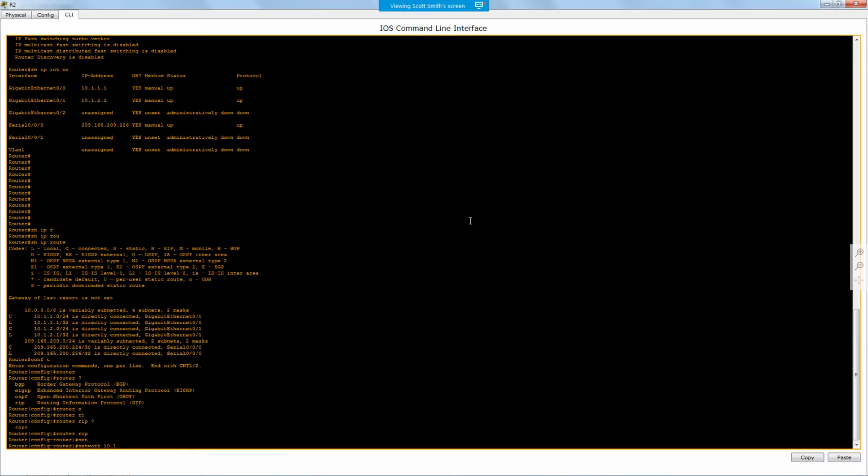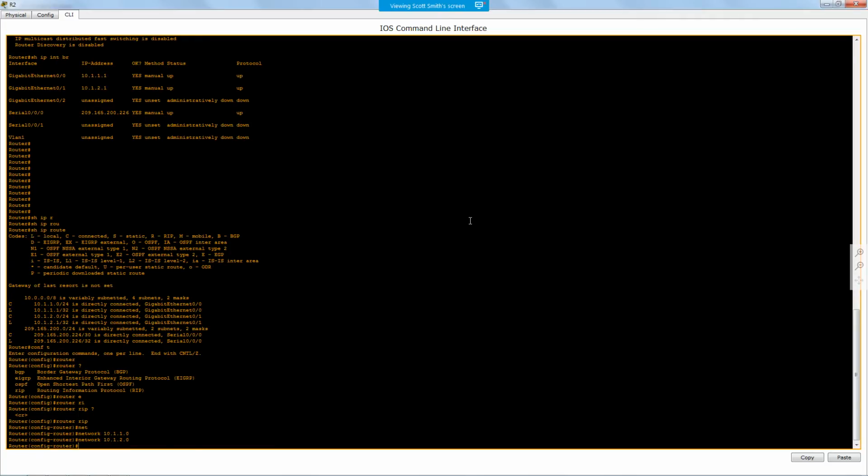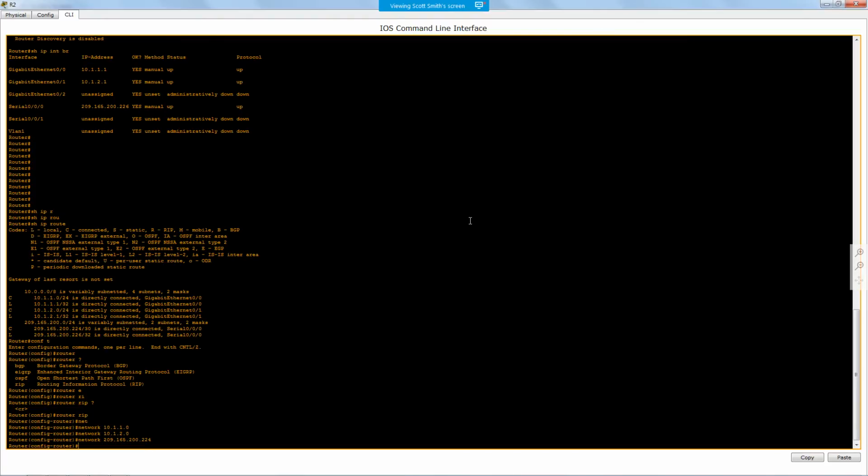You guys remember how to remove your static routes, right? You just take whatever command you use to implement the route, put a no in front of it, and that will remove the route. So if you do a show run, you shouldn't see any IP route statements. That's basically it.